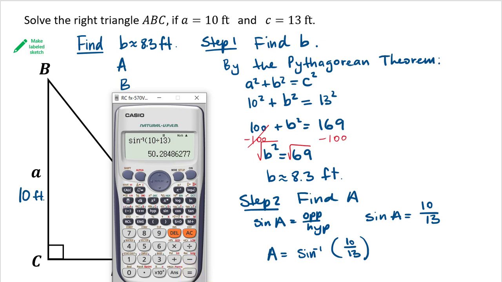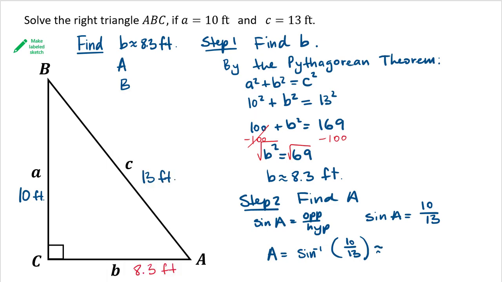I press enter and the calculator gives me the answer. I always double check that I'm using the right units. The D above tells me that I'm using degrees, so the calculator tells me that angle A is approximately this value. If I want to round it to the nearest tenth, or one decimal place, it's going to be 50 point. The first digit after the decimal point is 2, but since 8 follows it, I have to round up, so it's going to be 50.3. So that's approximately 50.3 degrees. Okay, so I recorded my answer here and I placed it on the sketch.